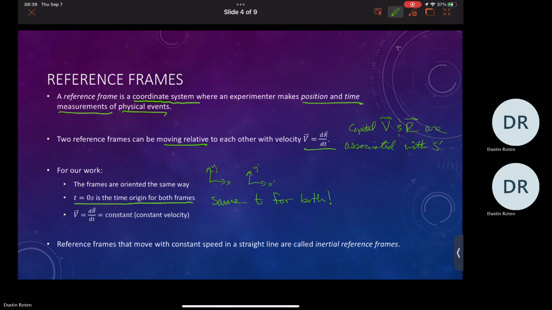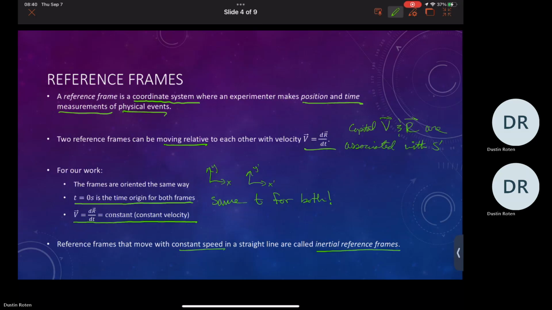Now this is just like the projectile motion problems where we had the same time in the x direction and the y direction. Here we're going to have the same time for both reference frames. Now this is very important right here. We're also going to assume that velocity is constant. Even if one of these reference frames is moving, we're going to assume that it's not speeding up or slowing down. Now this constant speed setup, that's called an inertial reference frame.